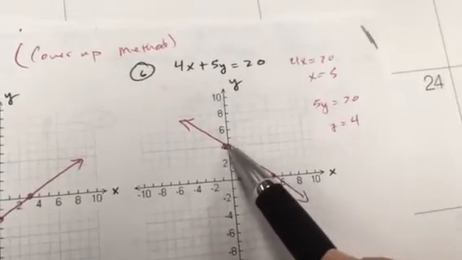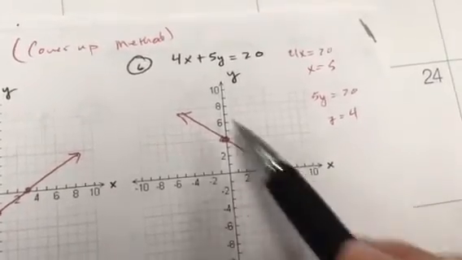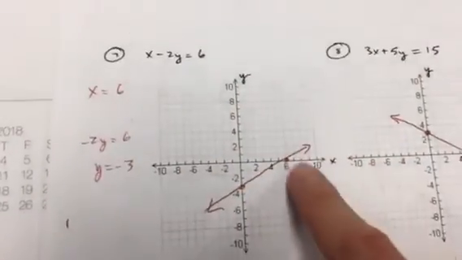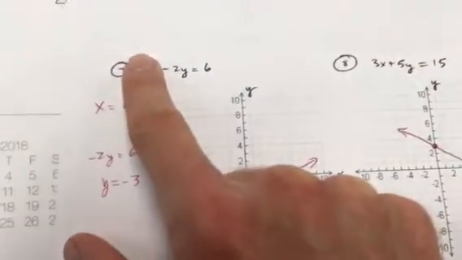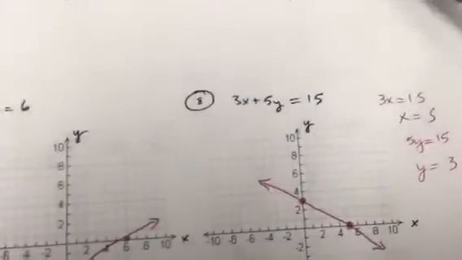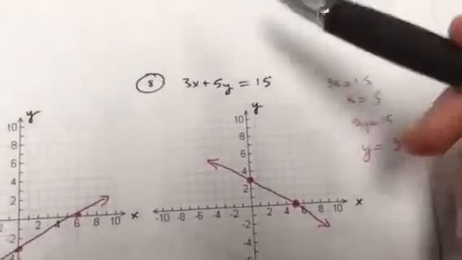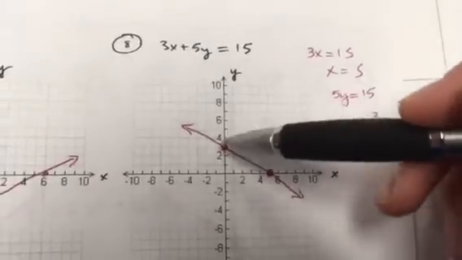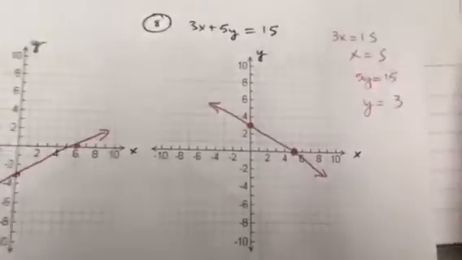4x equals 20, x is 5, 5y equals 20, y is 4. The y-intercept is 4, x-intercept is 5. Put a line straight through them. Here, cover up. That's the easiest equation ever. It's x equals 6. Put a dot at 6. Negative 2y equals 6, so y is a negative 3. Dot there, straight line through. 3x is 15, so x is 5. 5y is 15, so y is 3. That's your line through those 2 points.